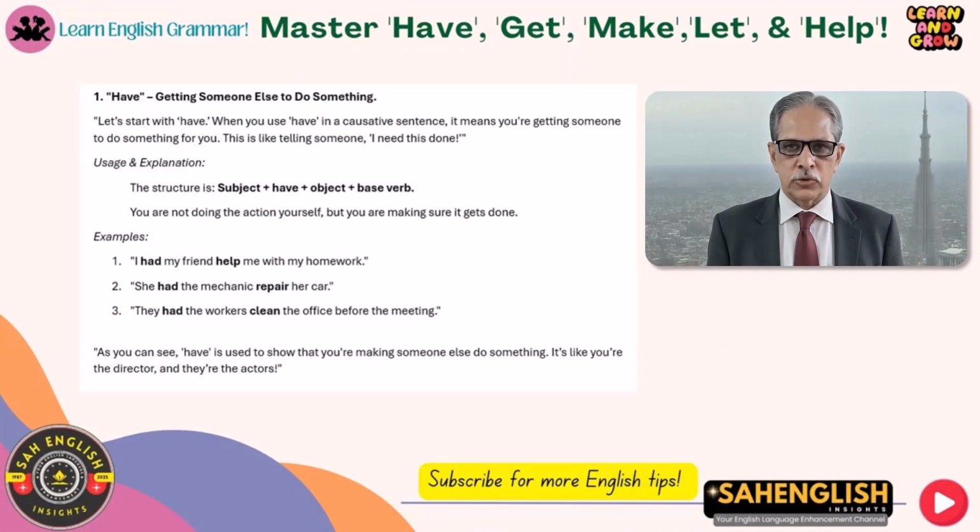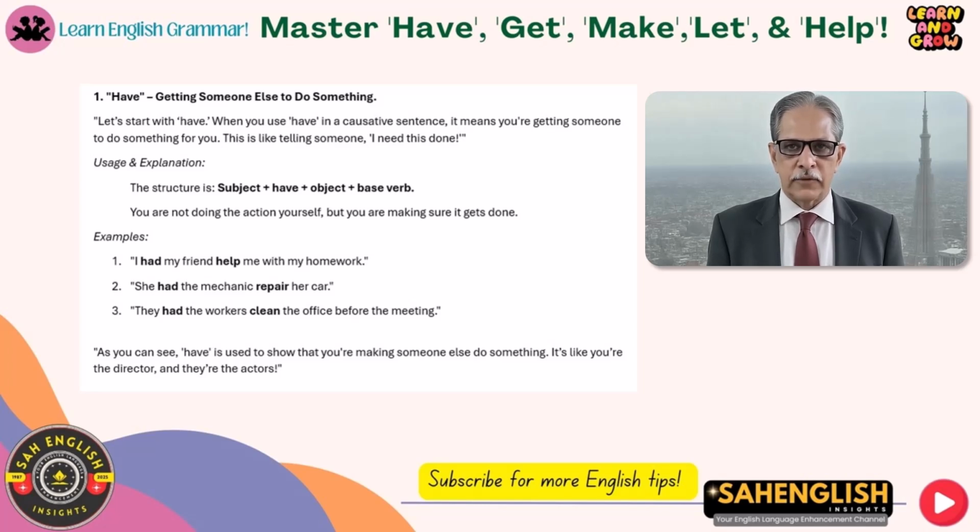Getting someone else to do something. Let's start with have. When you use have in a causative sentence, it means you're getting someone to do something for you. This is like telling someone, I need this done. Usage and explanation. The structure is subject plus have plus object plus base verb. You are not doing the action yourself, but you are making sure it gets done.